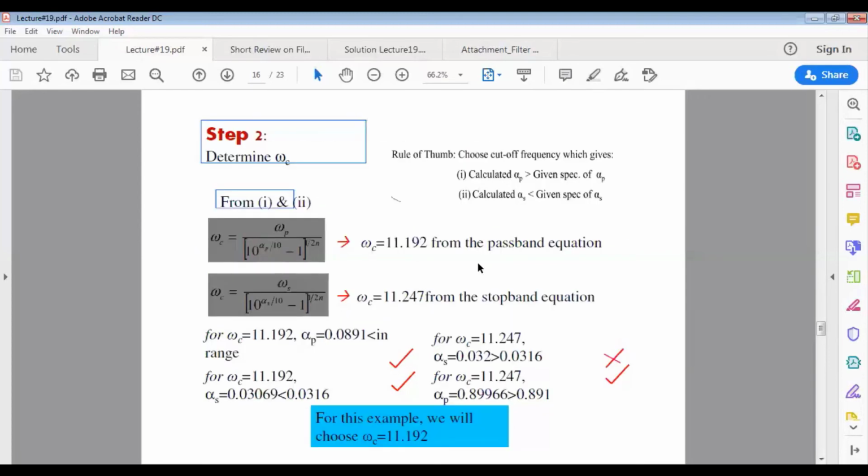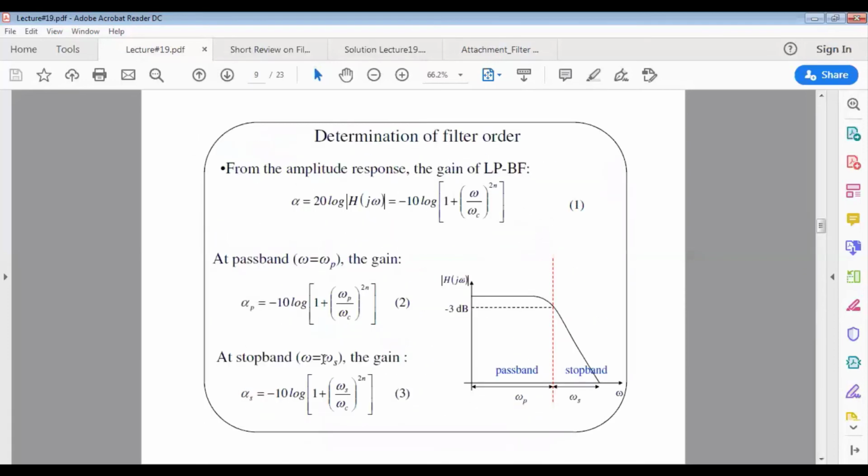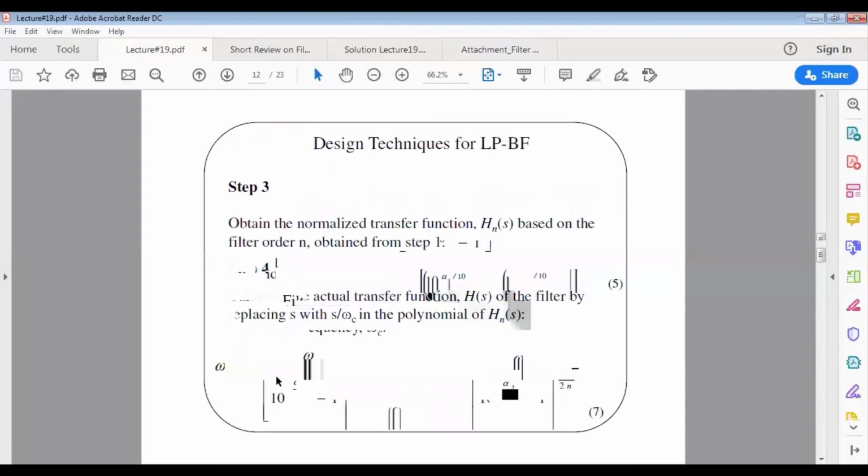When we substitute these two cutoff frequencies in equations 2 and 3, I have to get back to equations 2 and 3. We substitute those omega C in these equations in order to obtain the calculated alpha P and calculated alpha S, yeah. Okay, so let's proceed.